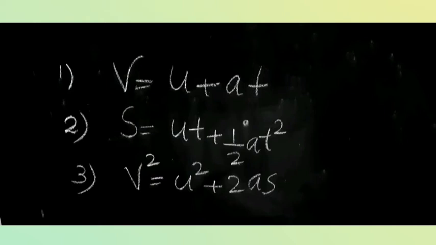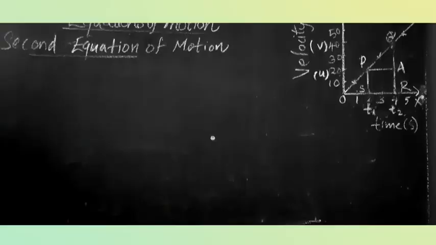Now let us derive the second equation of motion, s is equal to ut plus half at square. This equation shows the position-time relation. For deriving this equation, let us consider the velocity-time graph of an object traveling with uniform acceleration. We have studied that the displacement of a body within a definite time interval is equal to the area under a velocity-time graph.